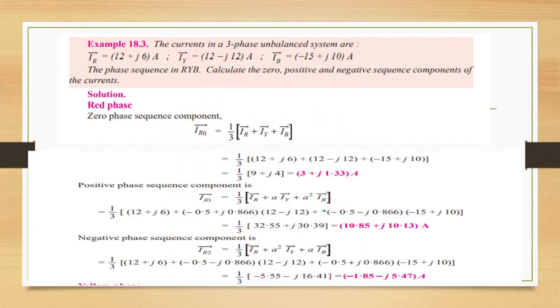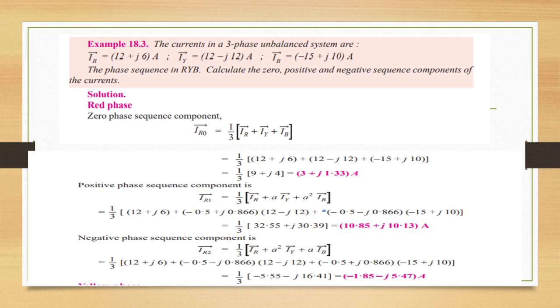Let us see the next numerical. Currents in a three-phase unbalanced system are IR is 12 plus J6 amperes, IY is 12 minus J12 amperes, IB is minus 15 plus J10 amps. The phase sequence is RYB. Calculate the zero, positive and negative sequence components of the currents.